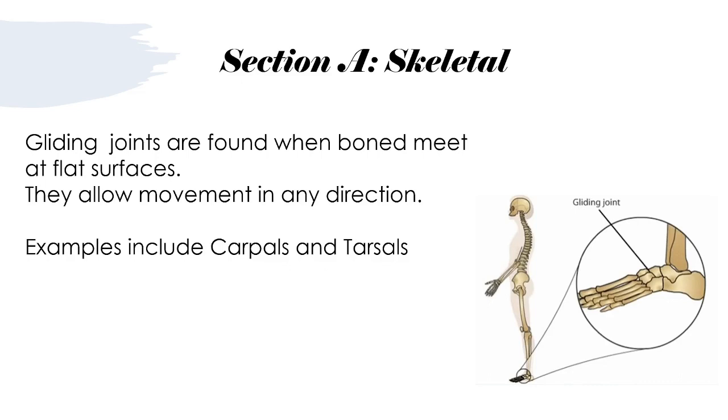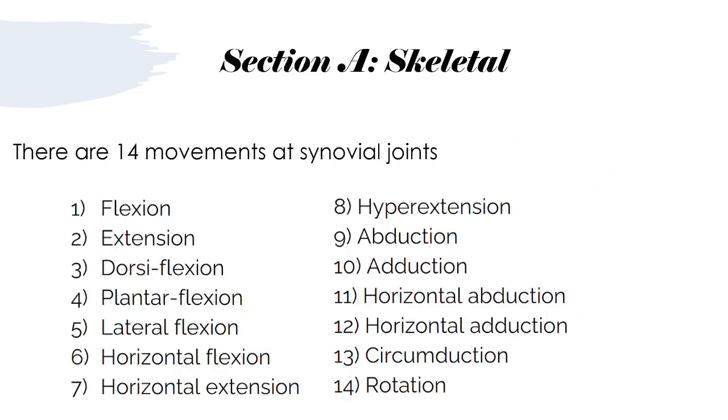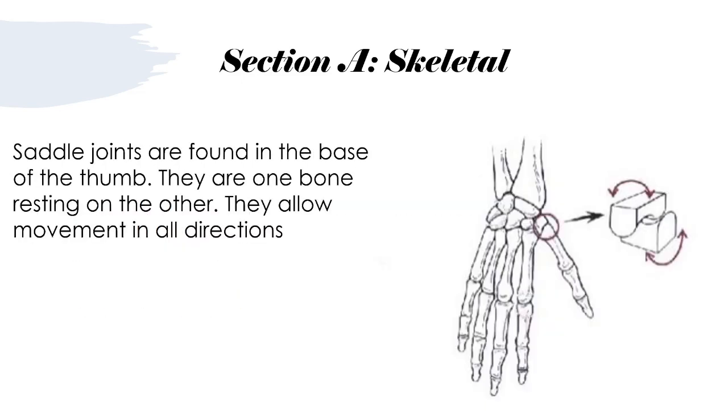Gliding joints are found in the bones' flat surfaces and allow movement in any direction. Carpals and tarsals are examples. Saddle joints are found only at the base of the thumb, and they allow movement in all directions. With those joints, it's really important that you know examples of these joints and where they can be found.